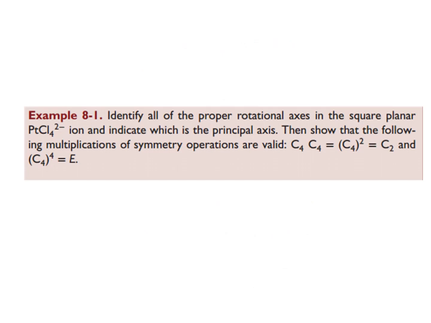Here we have an example: identify all of the proper rotational axes in the square planar platinum chloride ion. It is a square planar structure with a 2 negative charge on the coordination sphere. Indicate which is the principal axis. Then show that the following multiplications of symmetry operations are valid. If C4 is multiplied twice, we get C4 squared equal to C2, and C4 to the power 4 is identity.